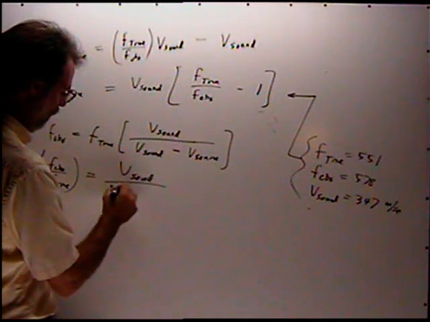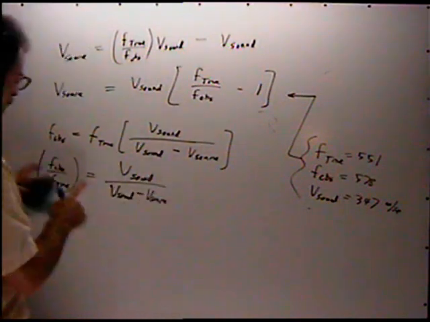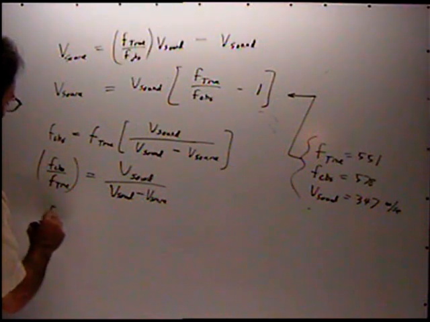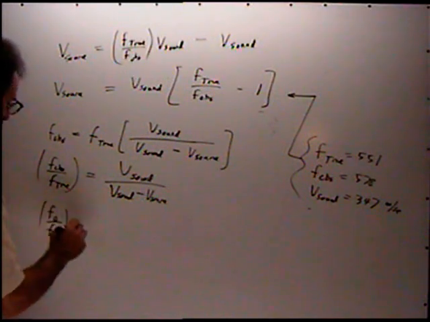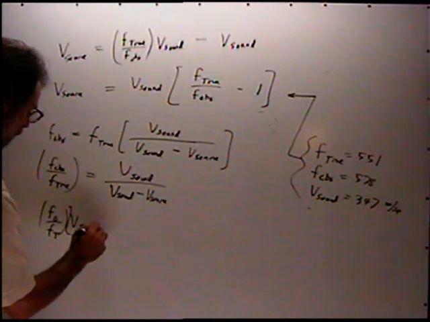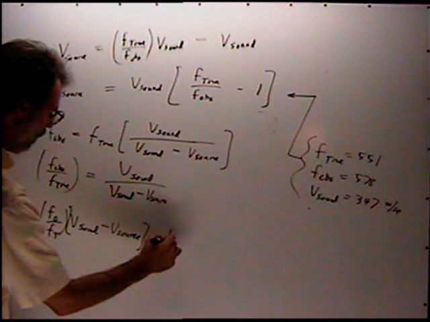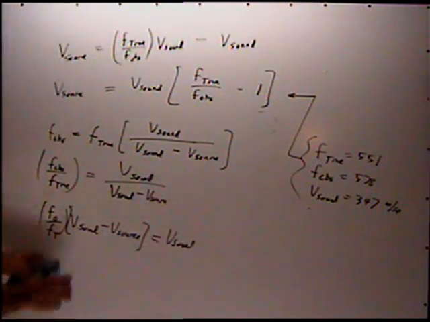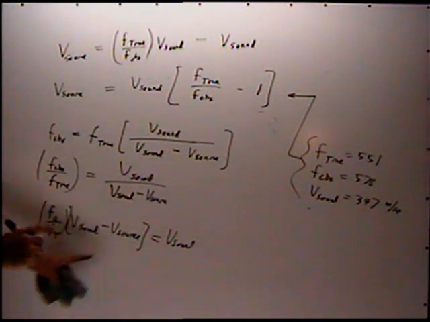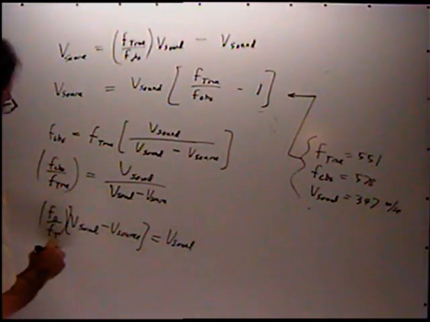We'll do this real quickly. V sound minus V source. So we multiply that through, remember. I'm going to just put this ratio, F observed over F true, equals V multiplied by this denominator, V sound minus V source, equals V sound. So when I multiply this through and I solve for this, now I think what the problem is, this becomes a minus sign.